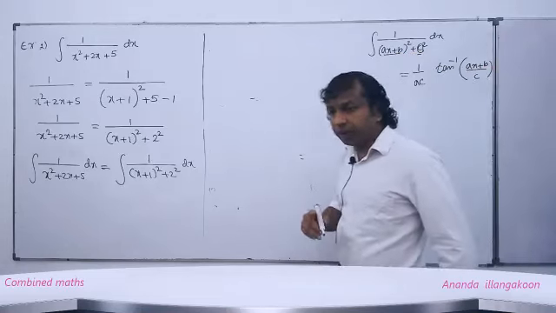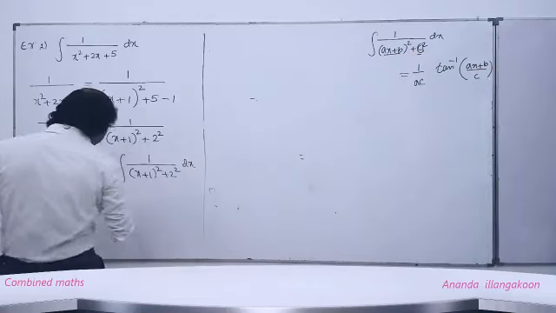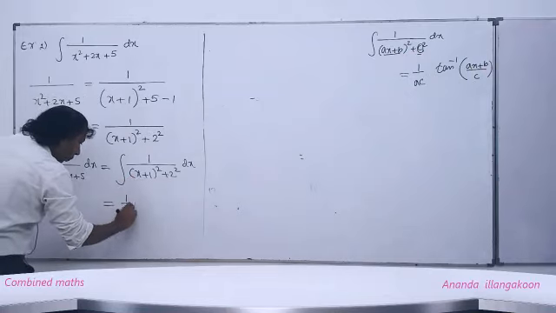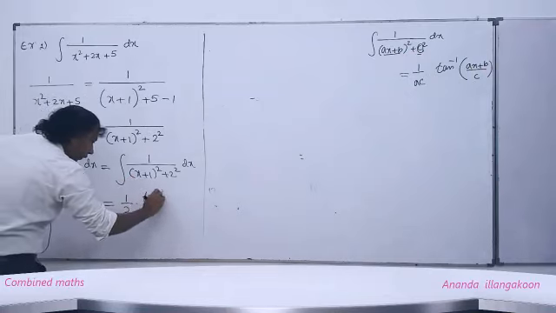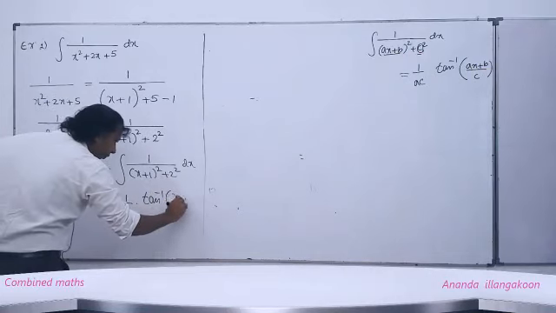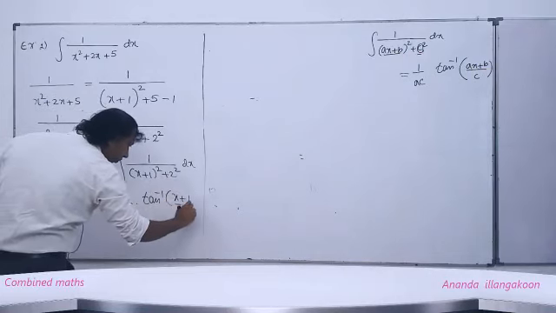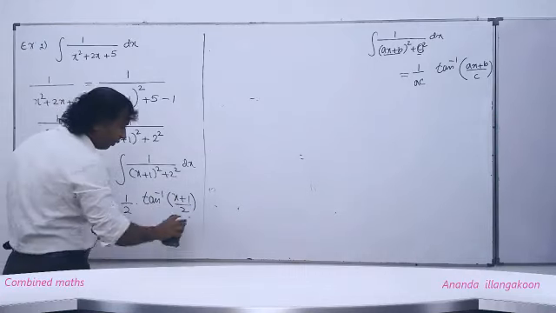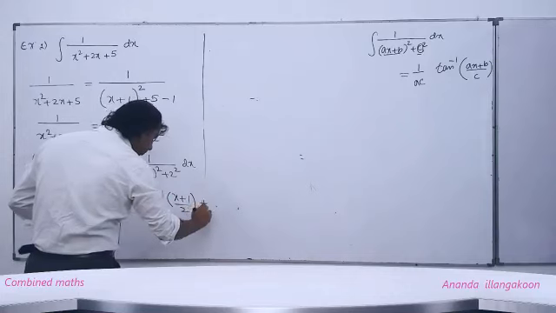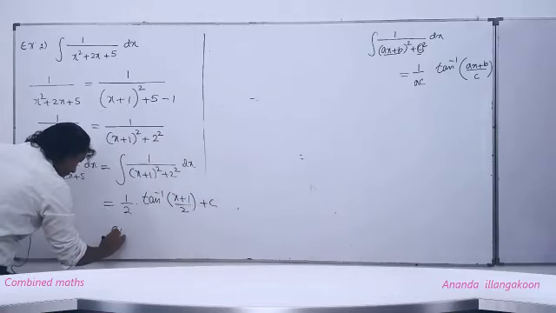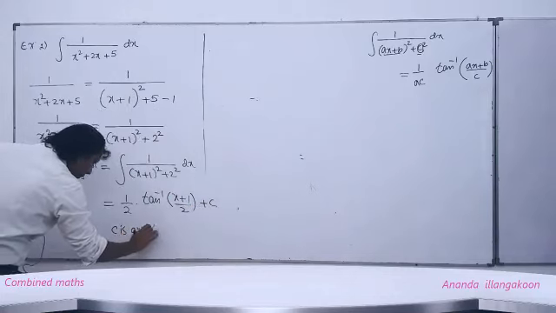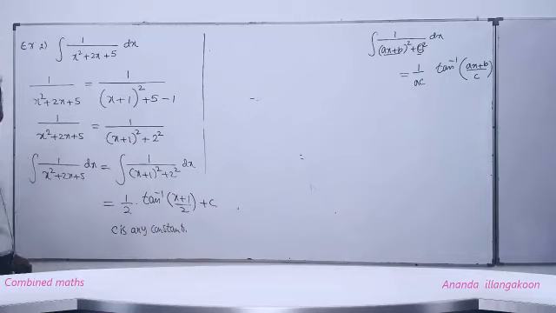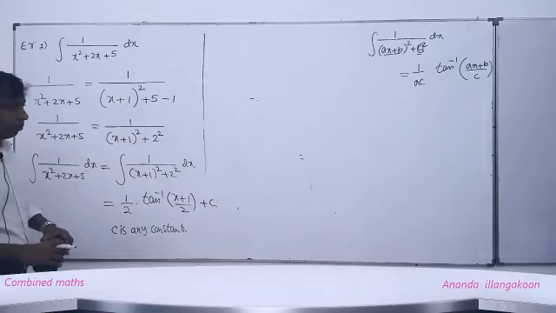And now using that you can integrate this. Here A is 1, C is 2. Then 1 upon 2 tan inverse of (x plus 1) divided by 2 is the integral of this function, right? Plus C, C is any constant. Understood? Okay.